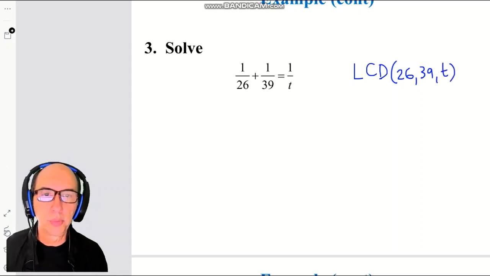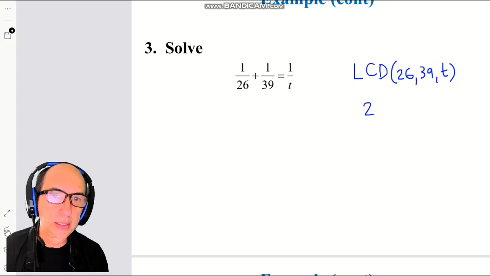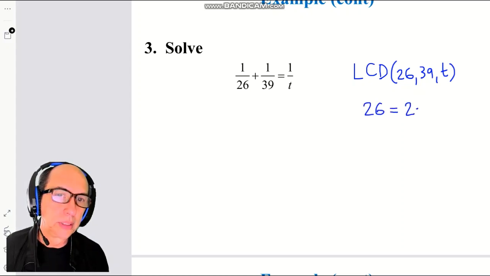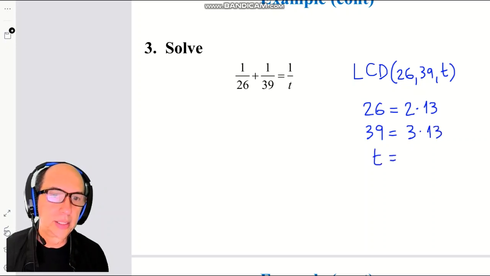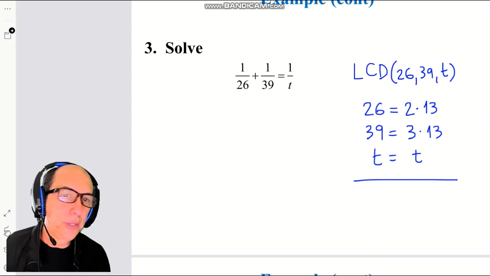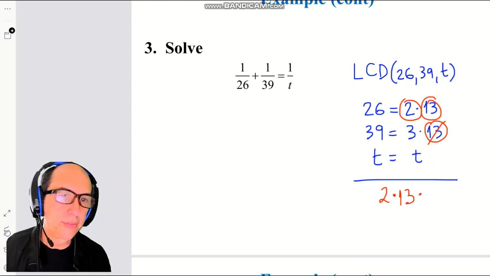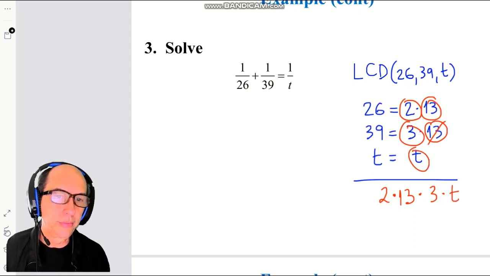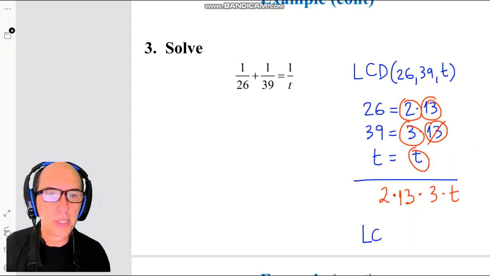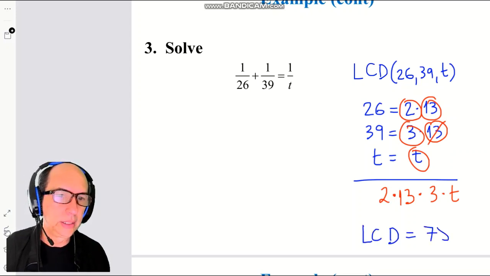What's going to be the least common denominator? Well, let's break down. 26 equals 2 times 13. 39 equals 3 times 13. And t equals t, right? The unique factors, you can see, we need the 2 as one unique factor. We need 13, which is repeated, we don't need to repeat. And we have the 3, of course, and t. Those are all the unique factors. The least common denominator equals 78t.